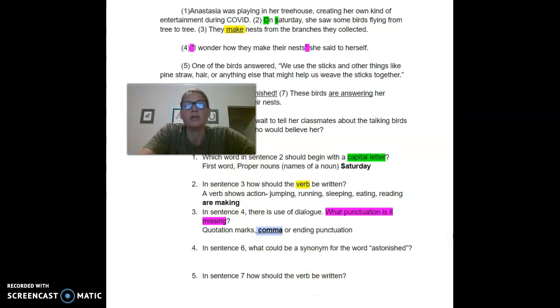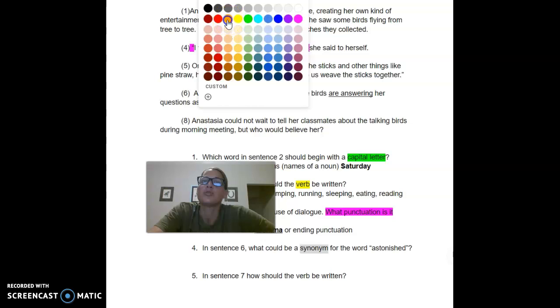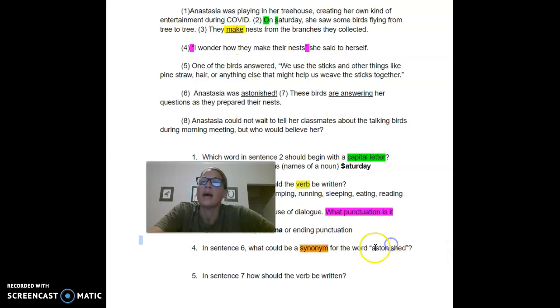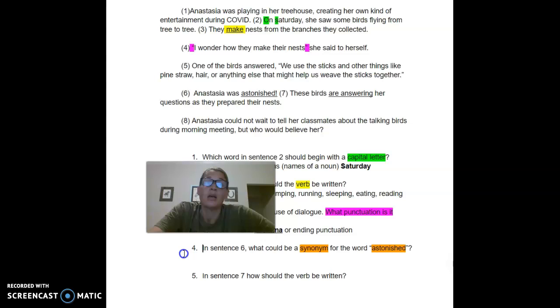All right, moving right along to sentence 6. It says, Anastasia was astonished. What could be a synonym for the word astonished? Well, I have to know that a synonym is a word that has a similar meaning. So we have to go back and think about Anastasia in this sentence. How is she feeling? The birds are answering her question. She feels she was astonished.